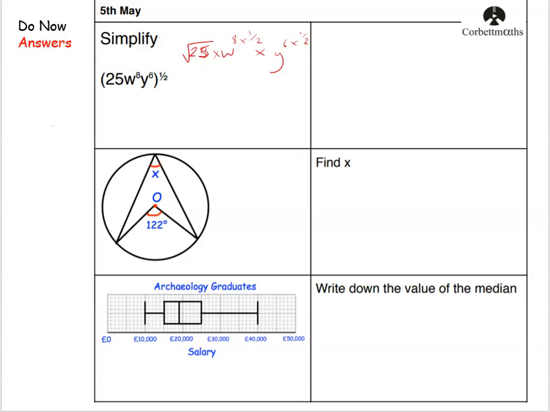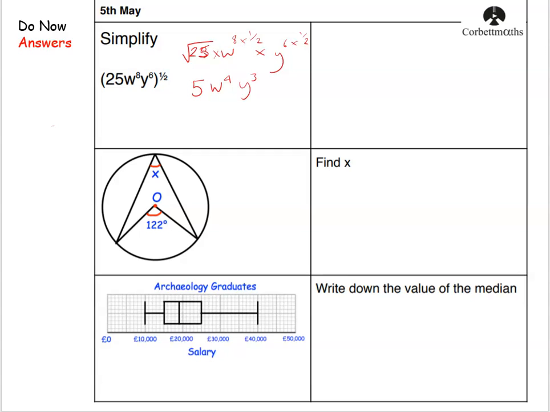So based on that, that 25 will turn into a 5 because that's the square root of 25. 8 times a half is the same as dividing by 2. That becomes w to the 4. And then 6 times a half is 3 because 6 times a half is the same as dividing by 2. So that gives you y to the 3. Okay, so that's the answer for that one.